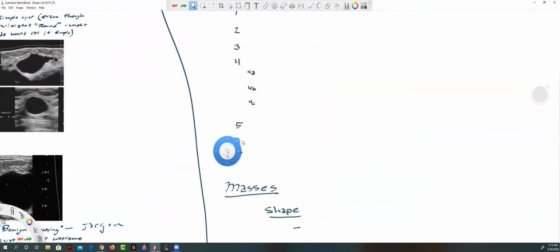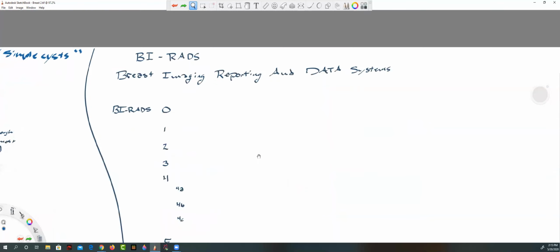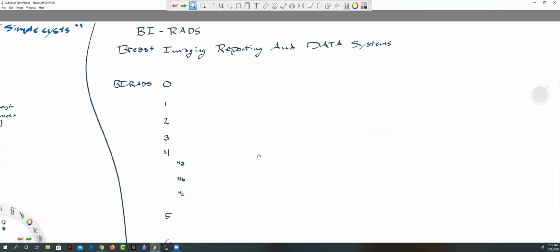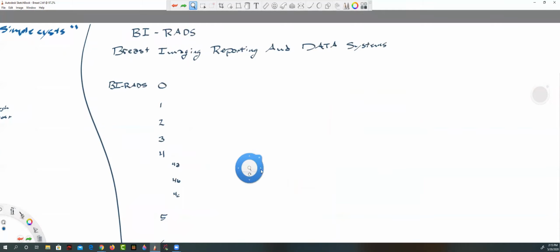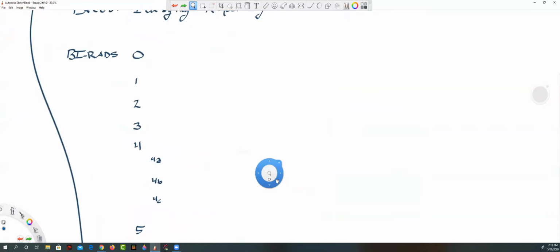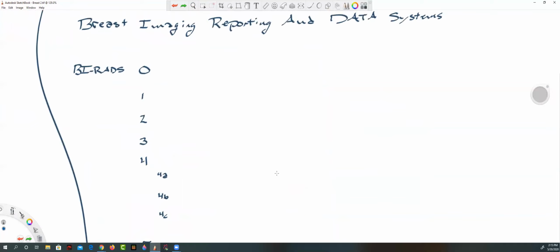Okay, BI-RADS. Breast Imaging Reporting and Data Systems, or data systems if you prefer. All right, so it goes from 0 through 6. 4 has several subcategories, but 0 is an incomplete. In other words, the doctor doesn't have enough information.